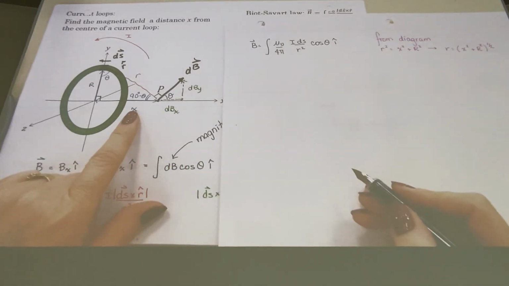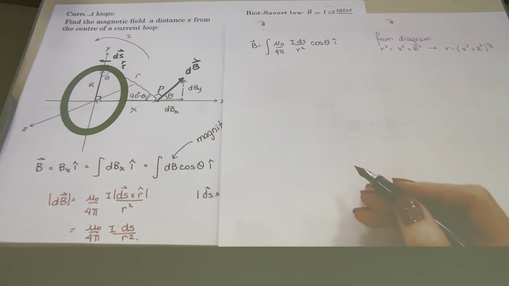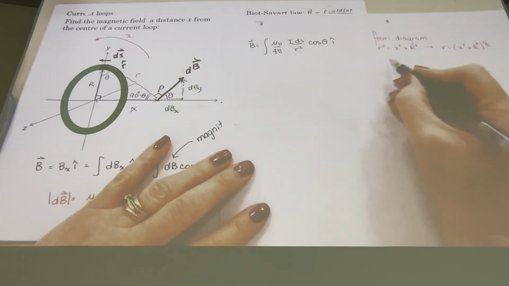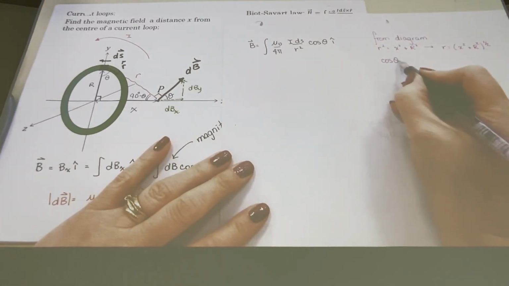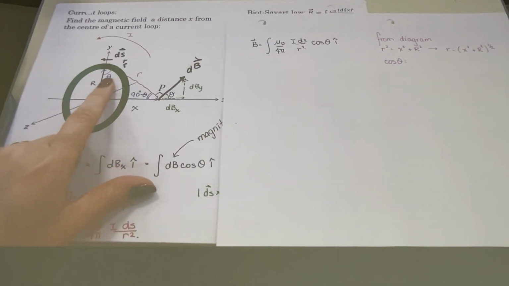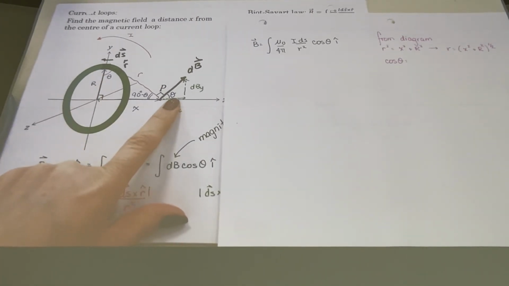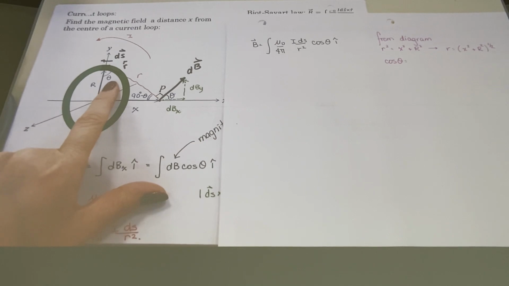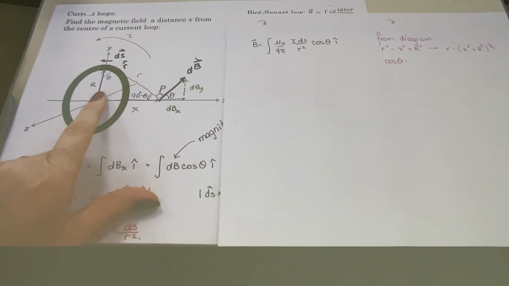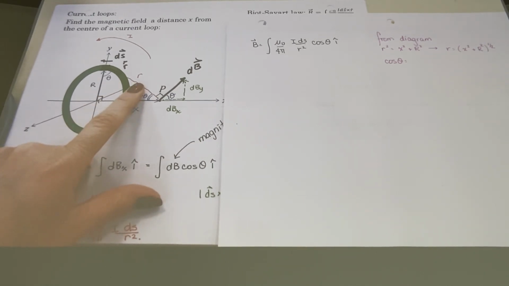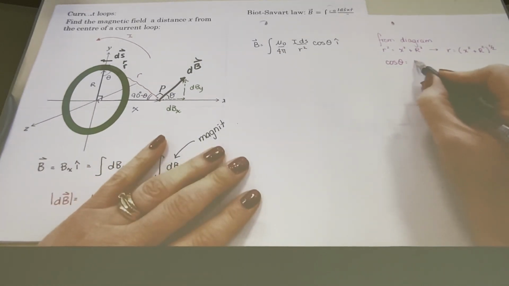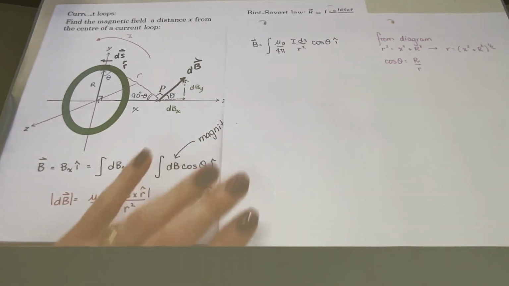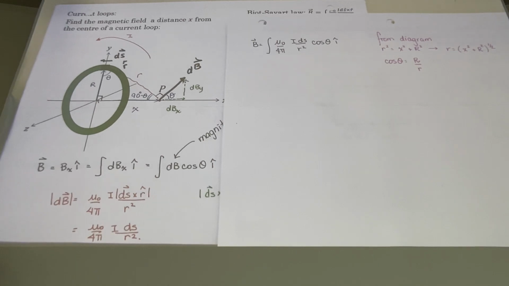Next we have cosine theta. Cosine theta, and we thought about all those angles. We labeled this one as theta, so this one was theta. Cosine is adjacent over hypotenuse. It's the radius of the circle divided by our little r. So there's some bits we can put into our equation. We'll put those in next.